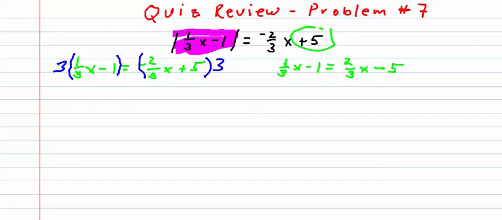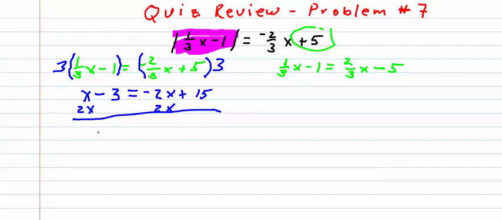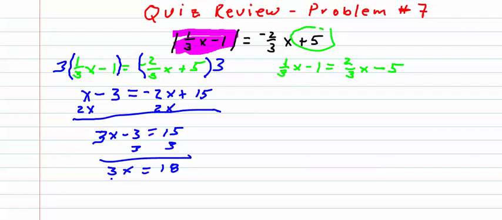Now we're going to multiply both sides by the least common denominator, which is 3, and we're going to distribute. 3 times 1/3 is 1x minus 3 times 1 is 3 equals, distribute, the 3's cancel, we get negative 2x plus 15. I'm going to add 2x to both sides, and I get 3x minus 3 equals 15. Add 3, and I get 3x equals 18. Divide by 3, x is equal to 6.